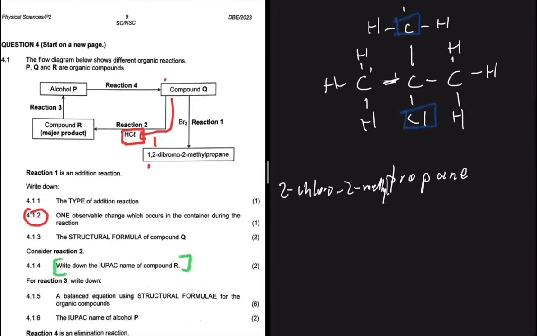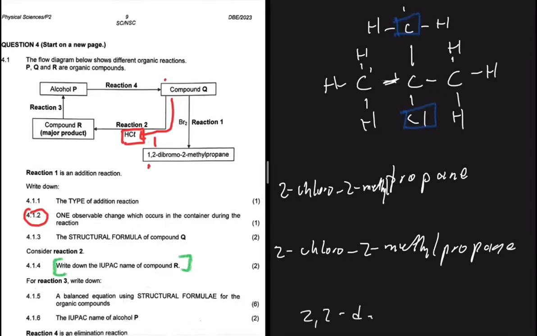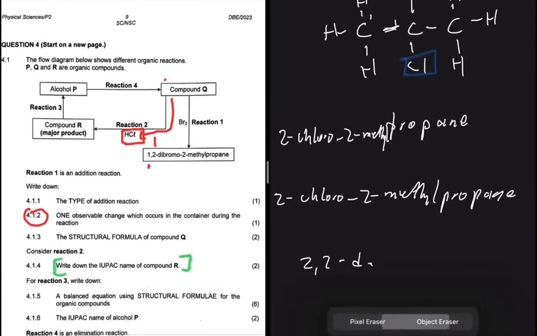It's easy to make a mistake when you're naming, so let me make sure that I'm not making any mistake. On the second carbon, I have chloro, and on the second carbon again, I have methyl, and then propane. We don't have to separate letters with a dash. This looks fine because I cannot say 2,2-di-something, since I have a chloro and a methyl. If I had two methyls, I would say dimethyl. If I had two chloros, I would say dichloro. But this one is just going to be like this, right?